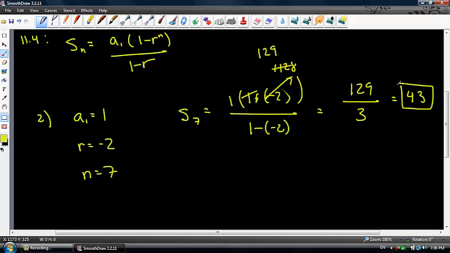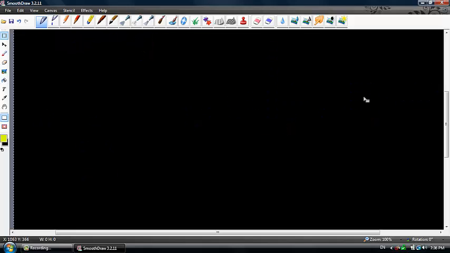I do want to do one with a fraction as our ratio. So let's see what happens. Let's do number 4. A sub 1 equals 27, r equals -1/3, n equals 6. We're going to use that same formula. I accidentally deleted it, but you should have it on your paper.